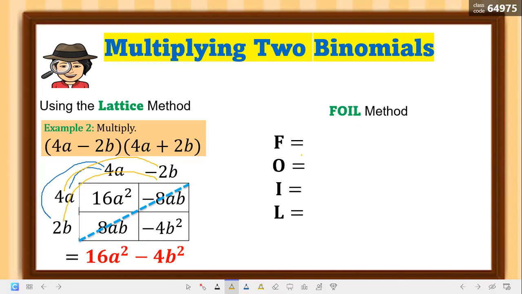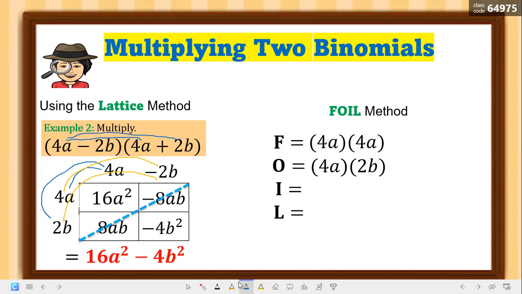We have this. First, ano nga ulit yung first term natin? 4a, and 4a times 4a. Okay, very good. 4a times 4a. What is the outer terms? Everybody? 4a and 2b. Yes, 4a times 2b. Kailangan dito pa lang hindi ka pwede magkamali kasi pag isa lang yung ilagay mo dyan na hindi tugma, mali na po yung final answer natin. Ganun po ka-importante alam natin yung mga terms.